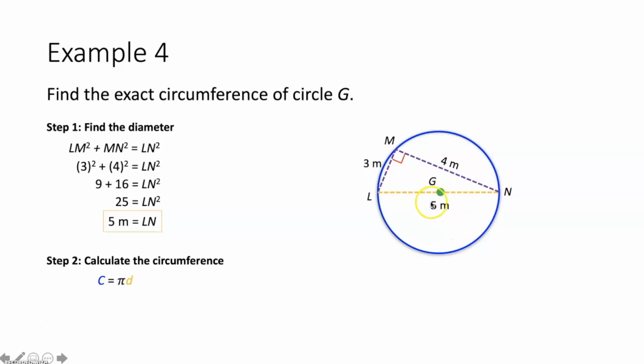So we're going to take our diameter that we found, 5 meters, plug it in here, and then we simplify it. 5 times pi, we're just going to leave as 5 pi meters because it wants the exact circumference. When it wants you to find the exact circumference, you're going to leave your answer in terms of pi, meaning you're going to leave pi in your answer.